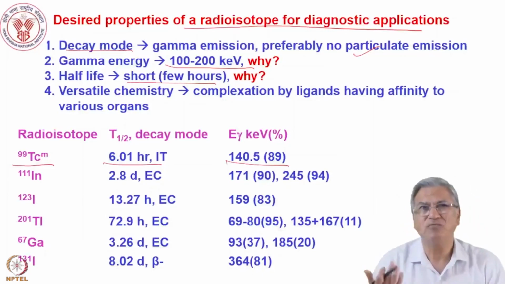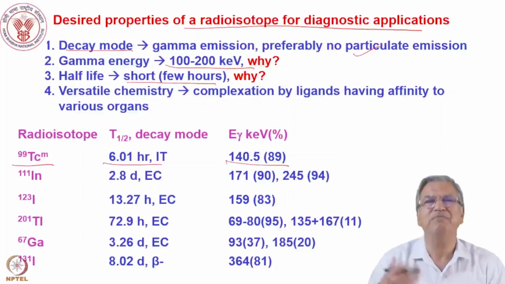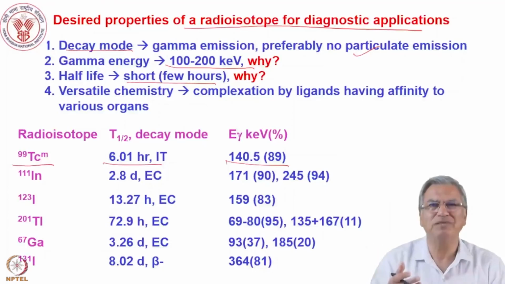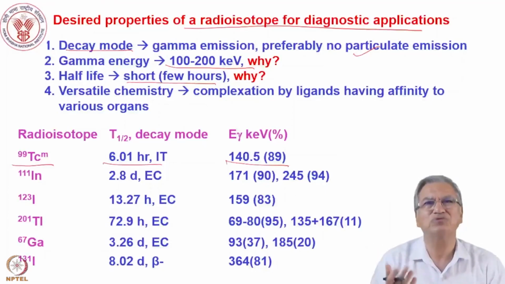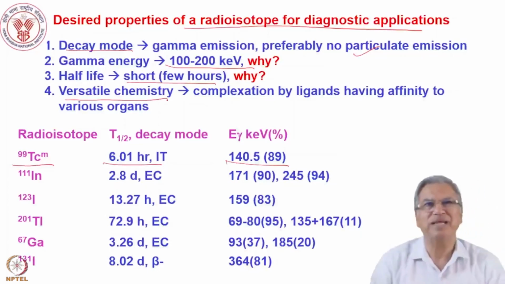Again, the reason why it is so, because you don't want the radioisotope to be in the body after the image has been taken. So it should come out of the body, or it should die down in the body itself. So that few hours time is optimum for the diagnostic investigation. And lastly, it should have a versatile chemistry.